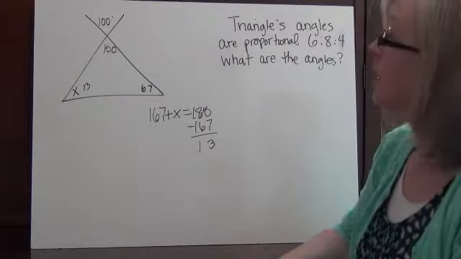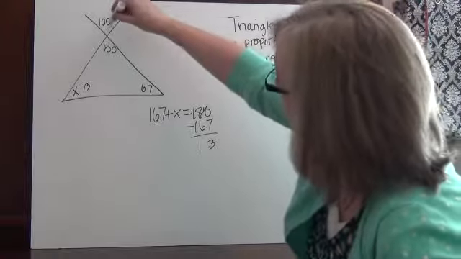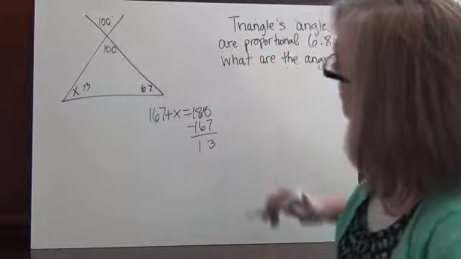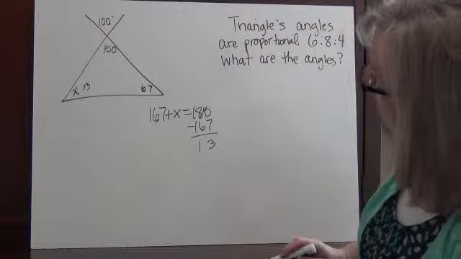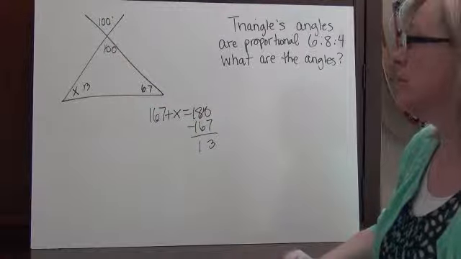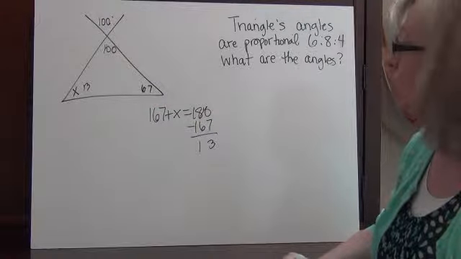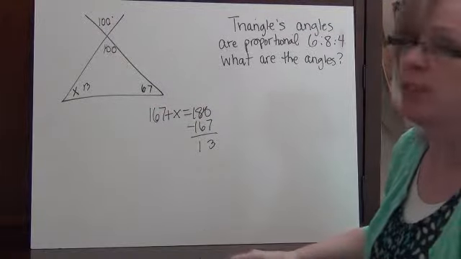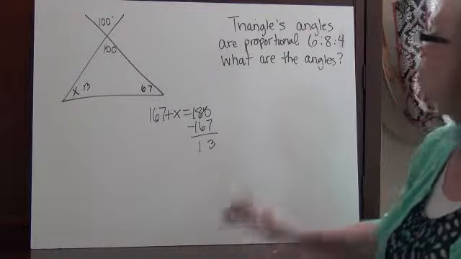There's another way I could have done it. I could have said that this 100, is that right, is an exterior angle, so it would have to equal these added together. Okay? So I could have worked it with exterior angles, I could have worked it with interior angles. This is what you're going to have to do.